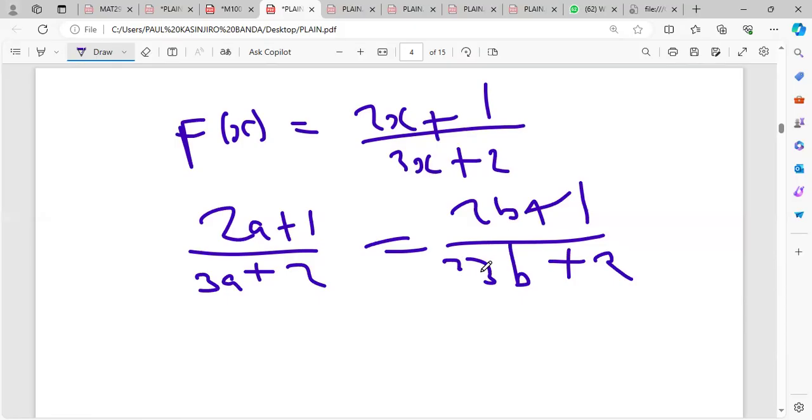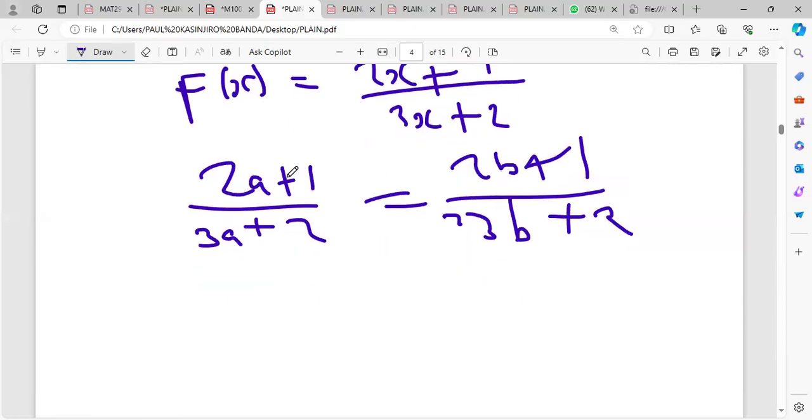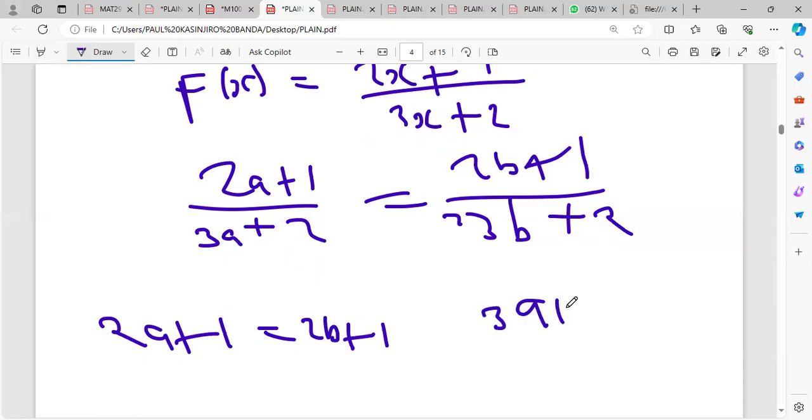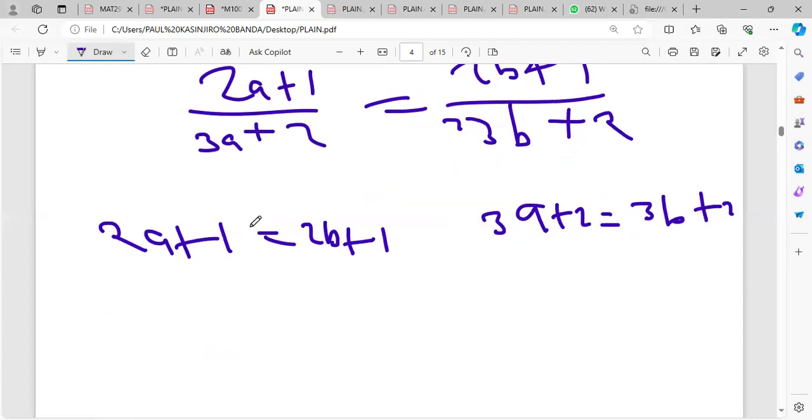This means whatever is on top is equal to each other, and what is down there is also equal to each other. So our first equation will be 2a plus 1 equals 2b plus 1, and our second one will be 3a plus 2 equals 3b plus 2. Then we try to establish the relationship that a equals b. From here, you can see that I have a positive 1 and a positive 1 on this side.